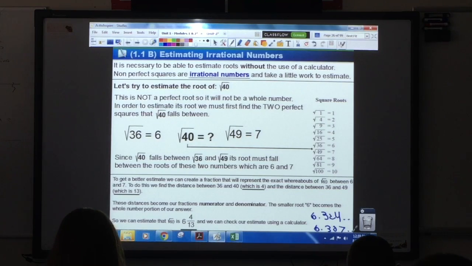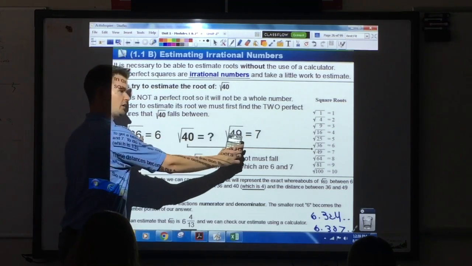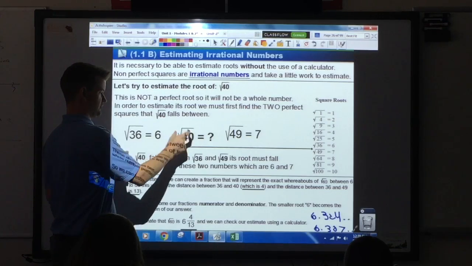It's just that simple. You find out which two roots it falls between, and then, okay, I'm trying to find the root of 40.